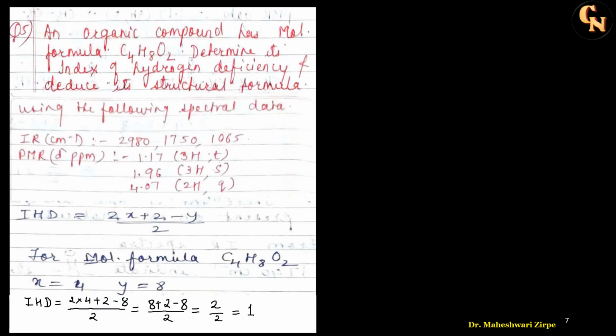An organic compound has a molecular formula C4H8O2. In a similar fashion we have to do it. Now I will not read all this. We can calculate the IHD value because there is no other atom other than oxygen. First we neglect oxygen and find X and Y: X is equal to 4 and Y is equal to 8. Substituting the values in the formula, the IHD comes out to be 1. That indicates 1 unsaturation may be present, so you have to write that down.